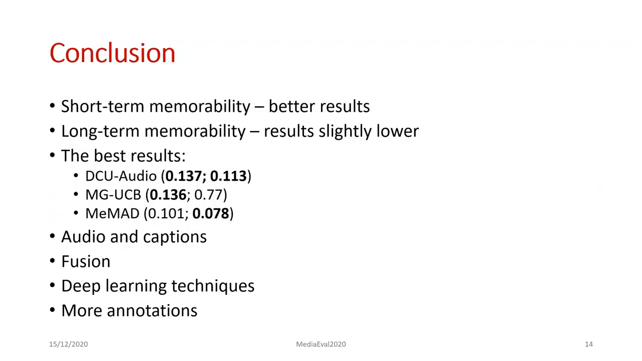As for conclusion, short-term memorability scores are higher than long-term, but no big difference between both tasks. As I showed in the slides before, the highest correlations were found by teams DCU Audio, MG-UCB, and MIMAT. Audio and captions improve the results, and also using feature fusion or late fusion techniques can help to get better feature representations. Also, deep learning techniques can enhance the performance.